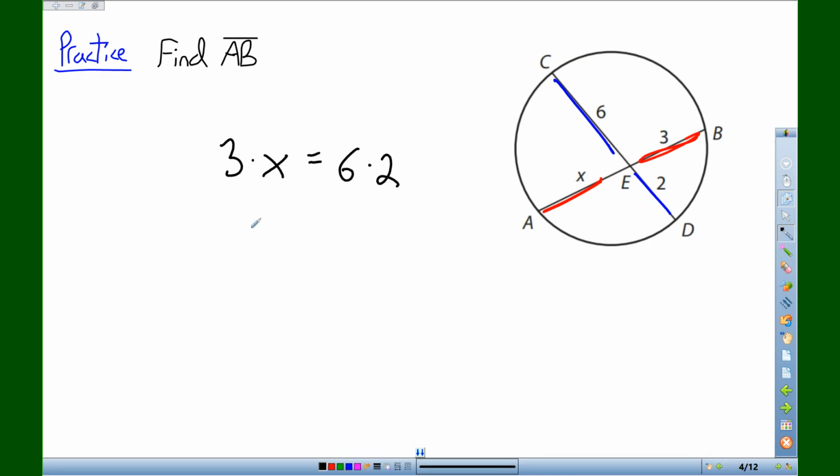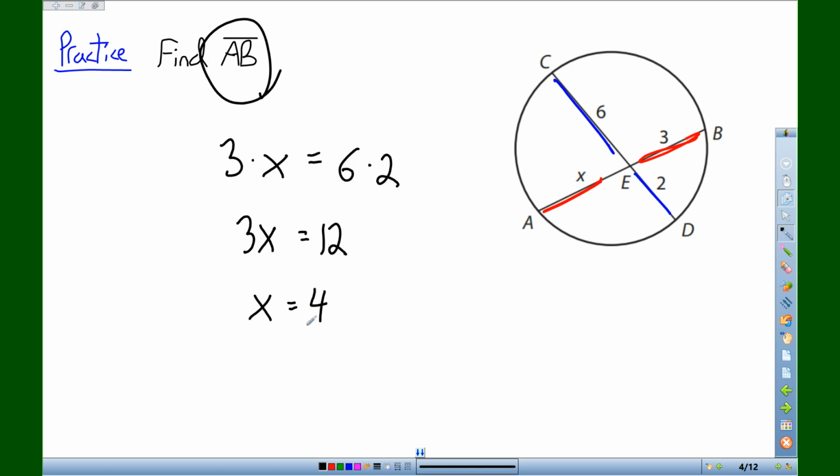Okay, from here, 3 times x is 3x. 6 times 2 is 12. Divide both sides by 3, and we get x equals 4. Again, sometimes that's your answer. Often they'll just say find x. On this problem, though, we need to go a step further and find segment AB.